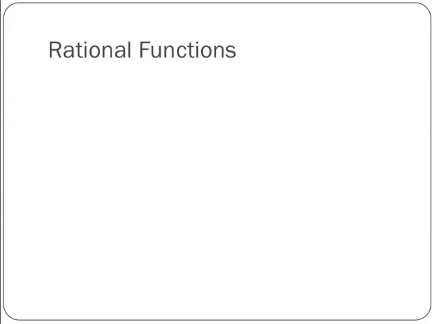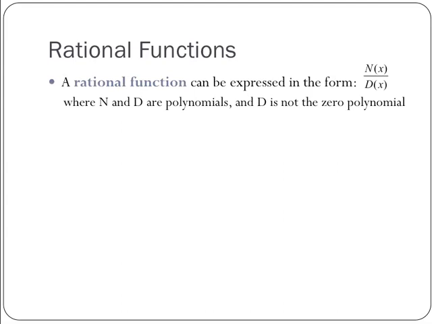Well, a rational function is, as the name suggests, it has the word ratio in it. So it is a function that can be expressed in the form n of x over d of x, where n and d are polynomials, and d is not the zero polynomial. So we're going to be applying what we know about polynomial functions, because now we are, in fact, just looking at the ratio of two polynomial functions, and then that last bit there, d is not the zero polynomial.